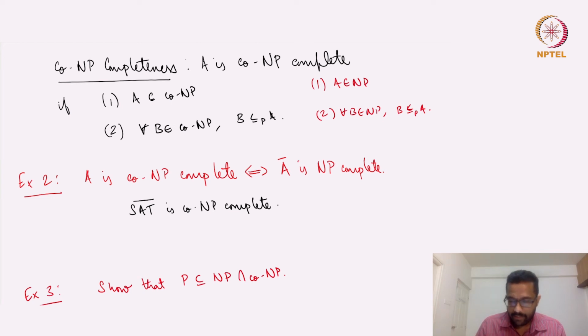So we already have A complement is NP complete. Which means, let me use a different symbol, every C in NP reduces to A complement. Now consider all B in co-NP. Then B complement is in NP, so B complement reduces to A complement. But the same reduction means B reduces to A, because no maps to no, yes maps to yes.